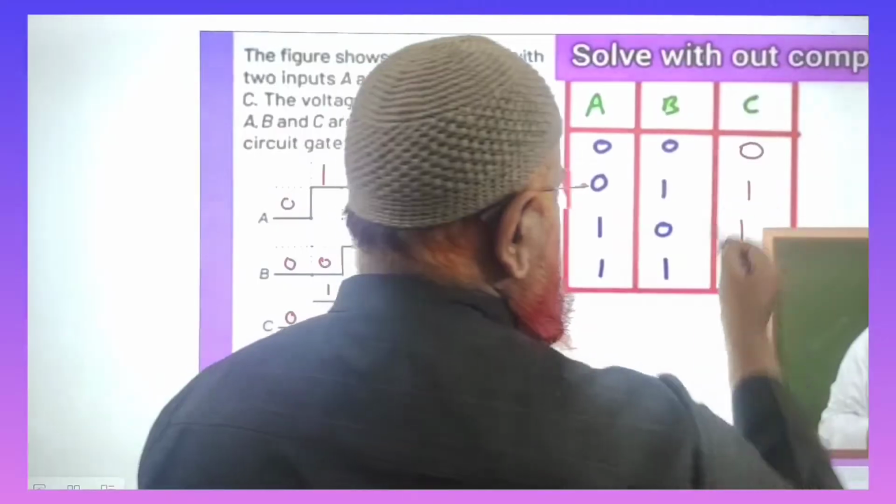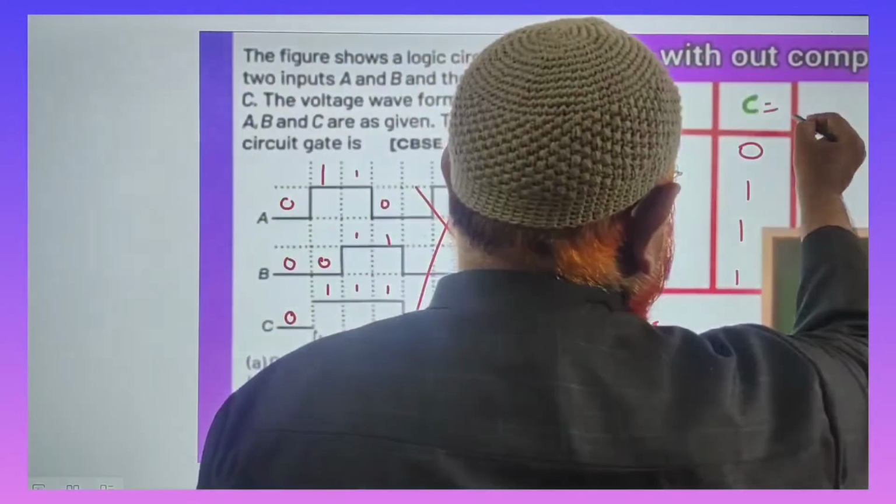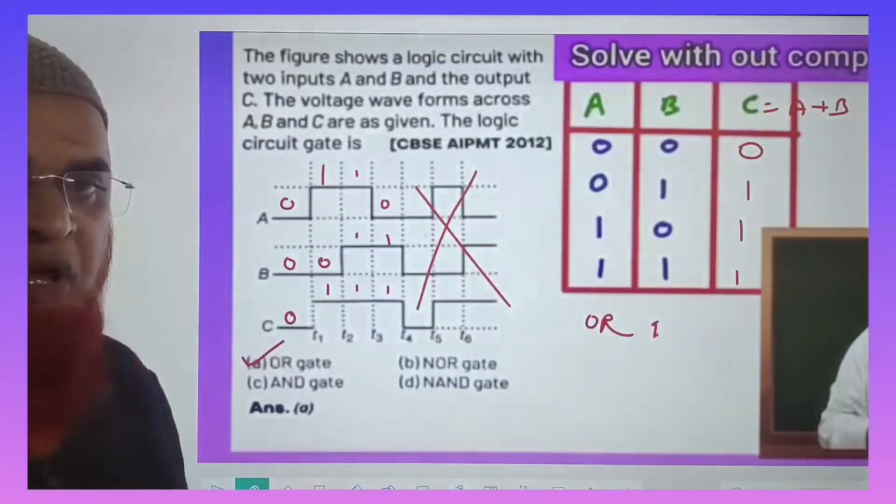So what type of gate is it? It is an OR gate. That's it. Because it is doing only addition operation A plus B. So this is taken as A option. Hope you have enjoyed this.